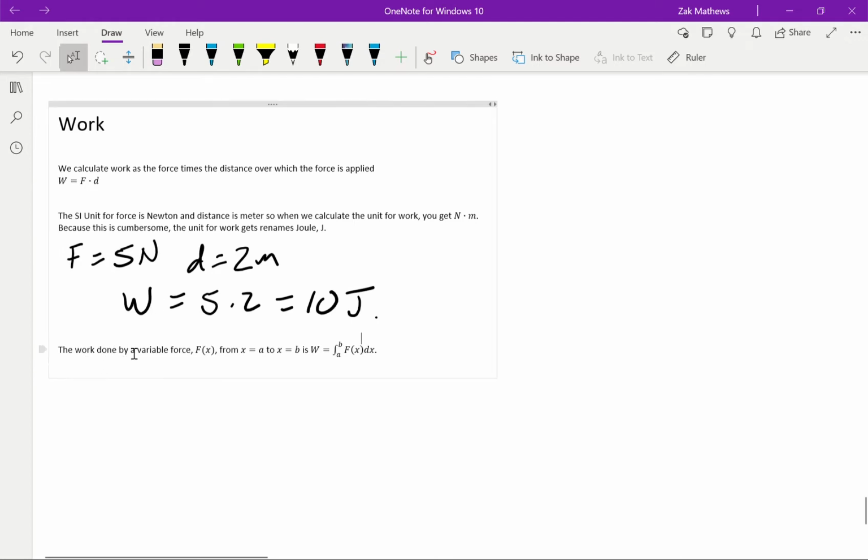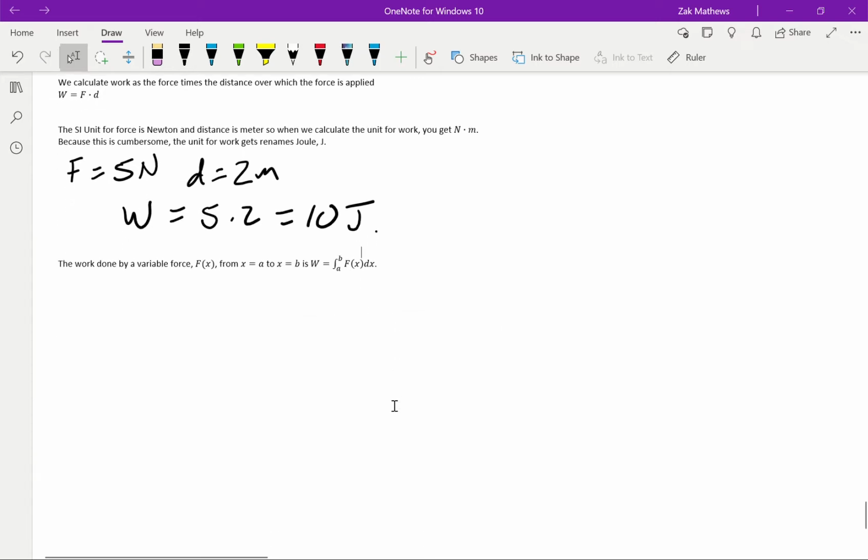So we can calculate work done by a variable force f of x from x equals a to x equals b as W is equal to the integral from a to b of f of x dx. So let's start with an example with a variable force.